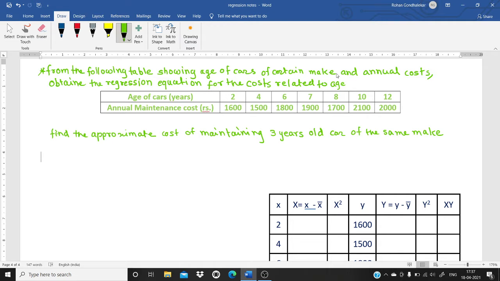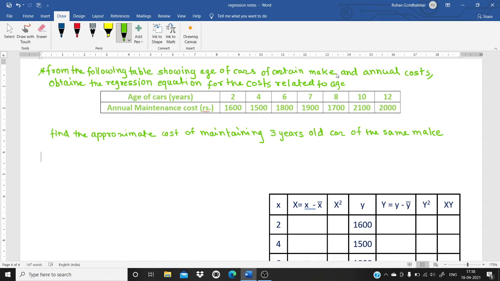So whenever they say cost related to age, it means if I say the cost is y and age is x, then I need to find the relation of y in terms of x, which is nothing but we need to calculate the line of regression y on x. Are you clear with this? Now I have already given this example as homework, but still I am going to discuss the same question here because I am interested to discuss the property that I mentioned earlier.